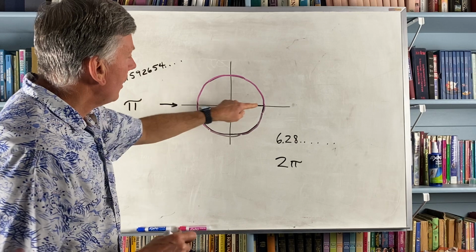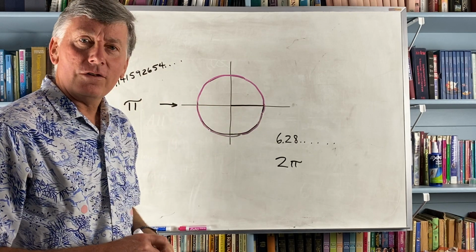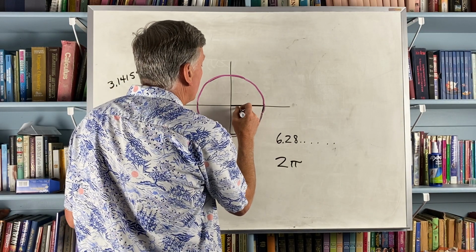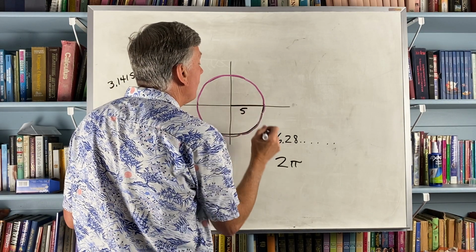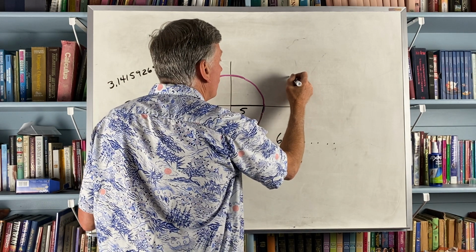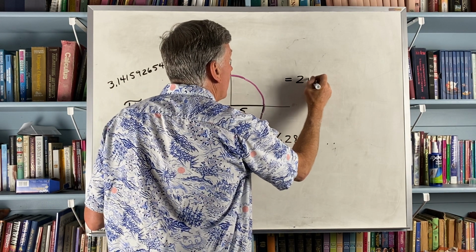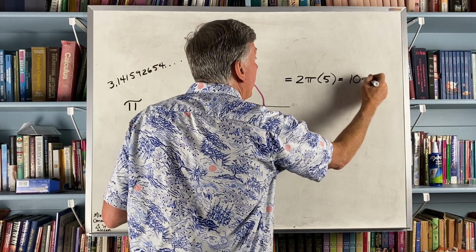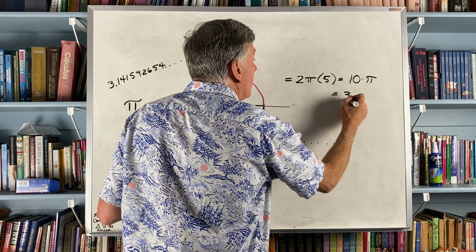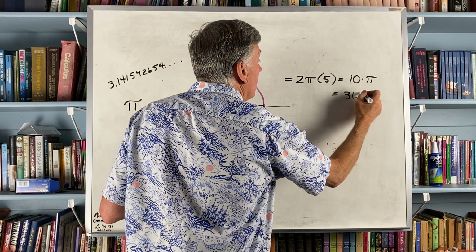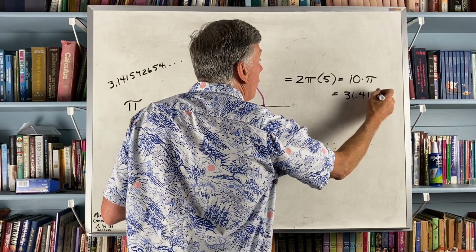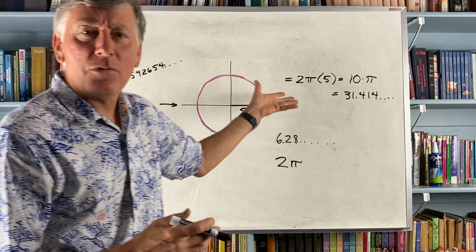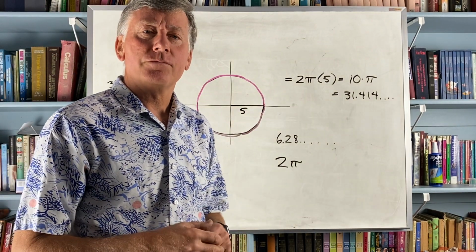It's from taking that radius and stretching it around this circle. So when you are figuring that if you have a radius of, say, 5, the circumference of the circle is equal to 2 times pi times 5, which is 10 times pi, which is 31.414, etc. And always when you're talking a problem like this, you're going to be rounding off.